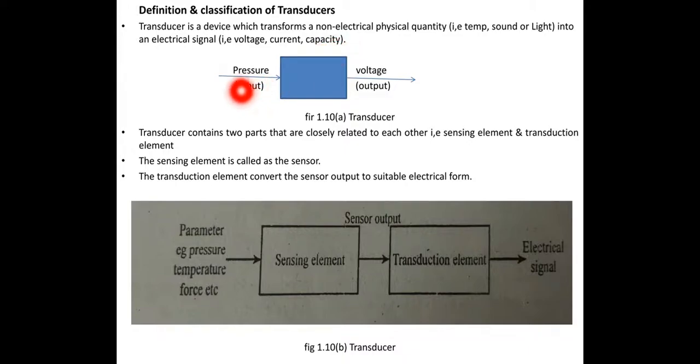That is, initially temperature, sound or pressure is the input, and with respect to that we get the corresponding output in terms of an electrical quantity, that is either voltage, current, etc.